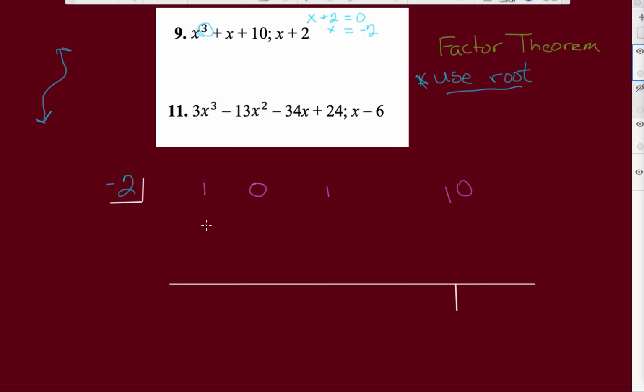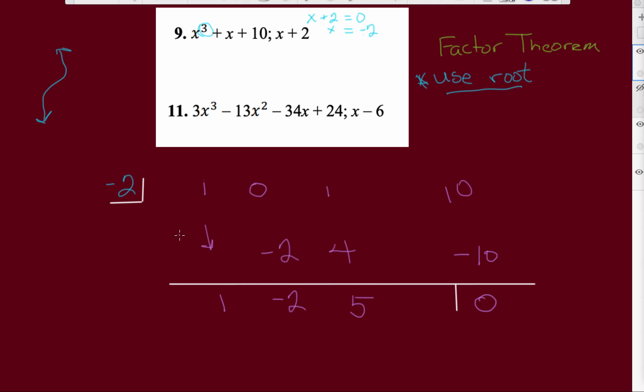All right. First things first, drop it down. Now, negative 2 times 1 is negative 2. Add these two things together. I don't know why I'm working on a slant like this. I got negative 2. Awesome. Negative 2 times negative 2 is positive 4. So 1 plus positive 4 gives me 5. Looks like this is a factor. Negative 2 times 5 is negative 10. Positive 10 and negative 10 give me 0.